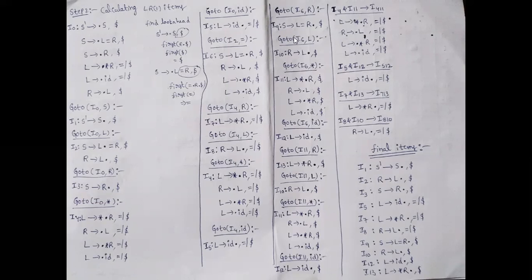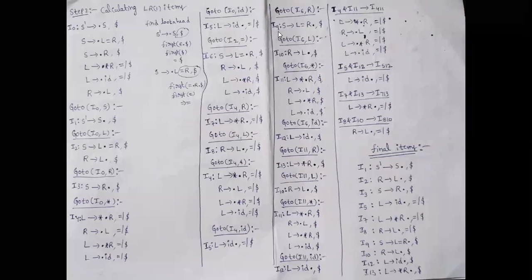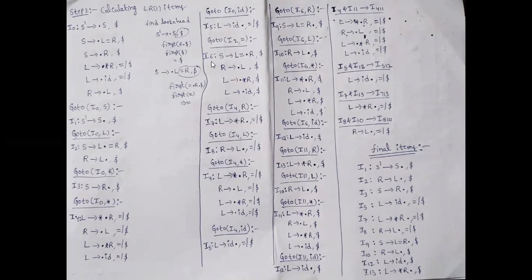We are naming this one I9, a different state name. Next we are applying go to of I6 comma capital L. The production becomes R produces L dot. We are applying go to, the dot is moving one position to the right, and the lookahead is dollar. Is there any production with this one? We have I8, R produces L dot.